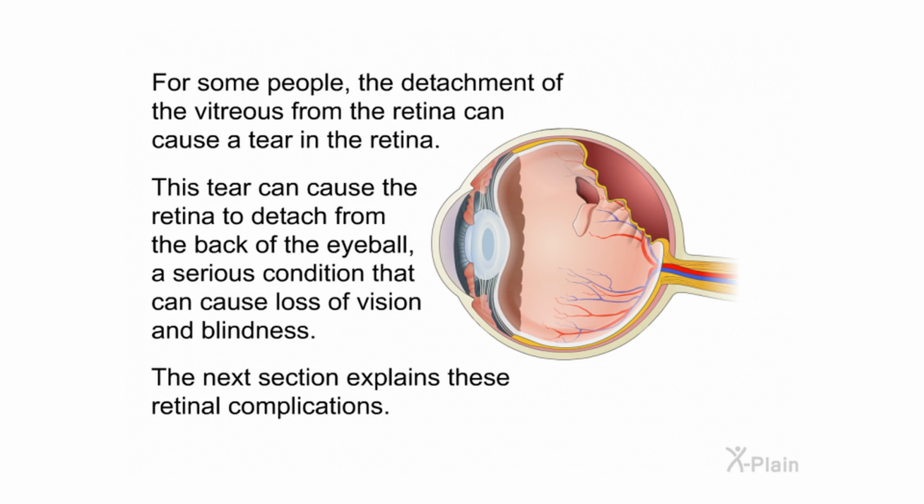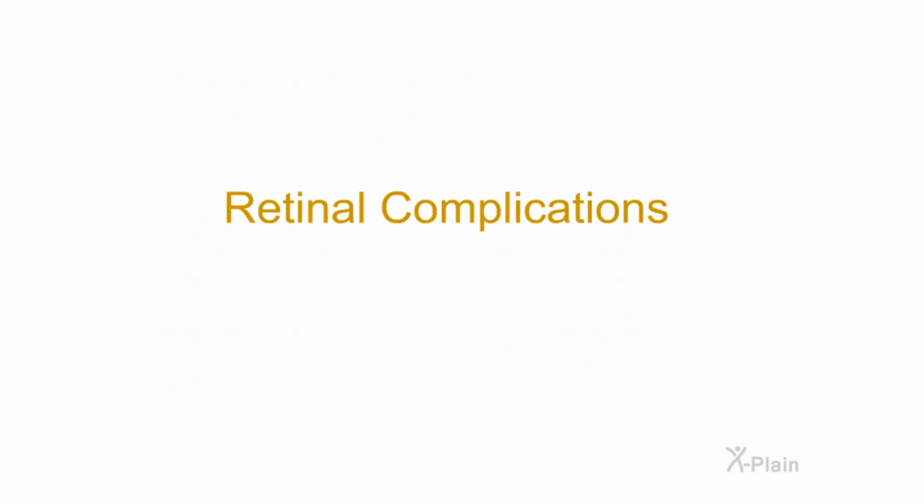For some people, the detachment of the vitreous from the retina can cause a tear in the retina. This tear can cause the retina to detach from the back of the eyeball, a serious condition that can cause loss of vision and blindness. The next section explains these retinal complications. Retinal complications.